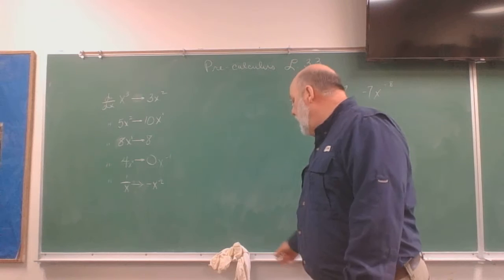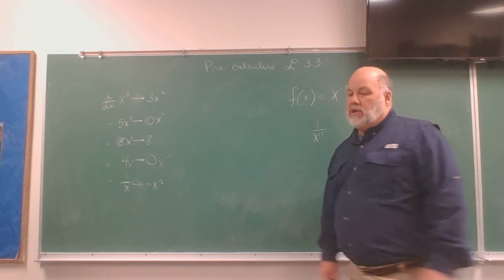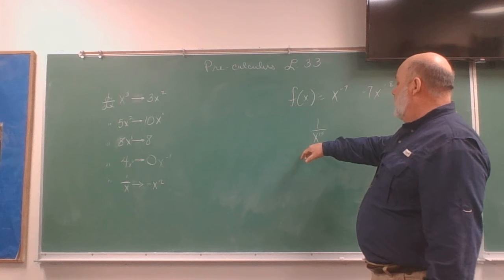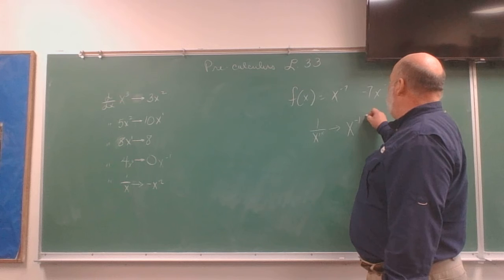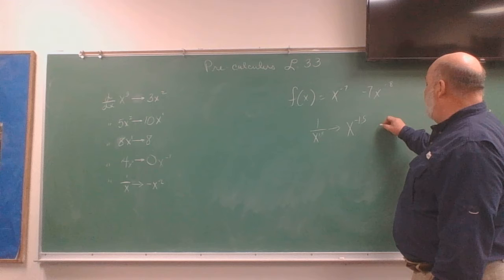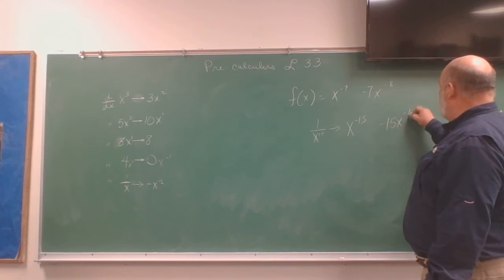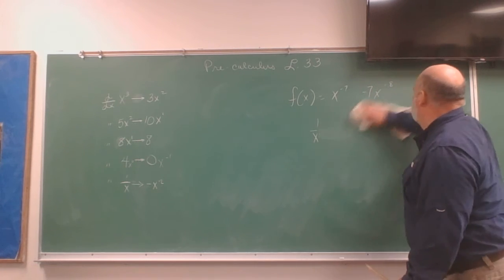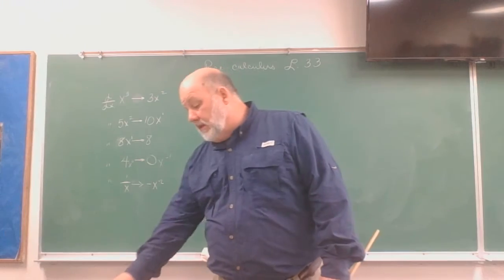Next one says 1 over x to the 15 power. When you have a fraction like that, the coefficient is, well, I'm not going to get into that. We're going to change this to x to the negative 15 power. Your derivative will become negative 15x. What's negative 15 minus 1? Negative 16. Once you learn the pattern, as I've said, I'm repeating myself, it gets relatively simple.